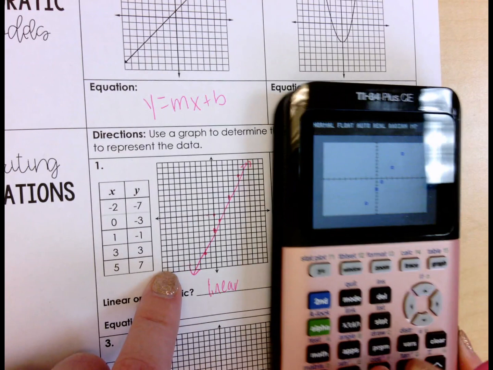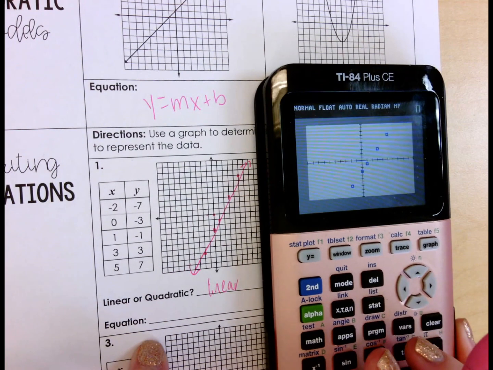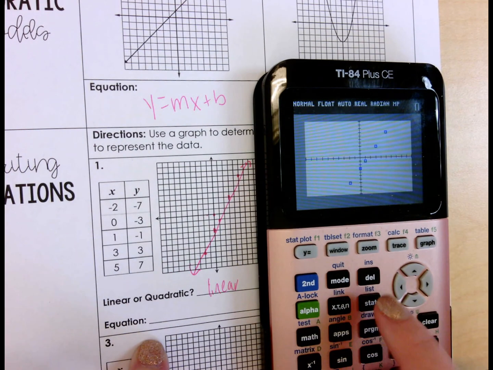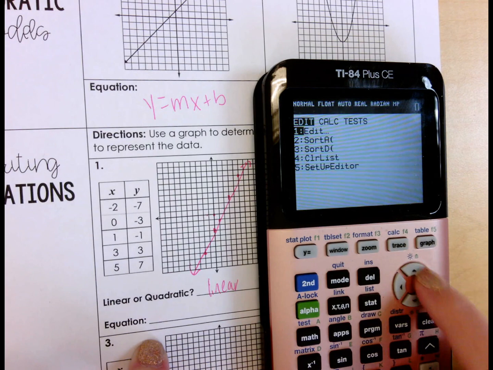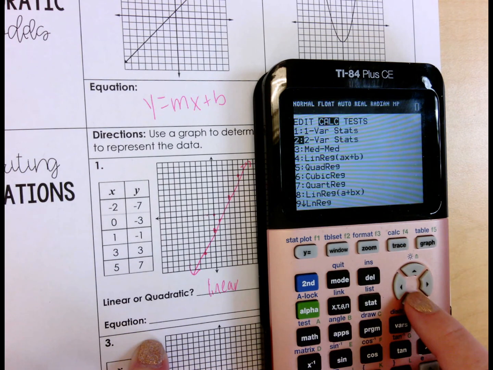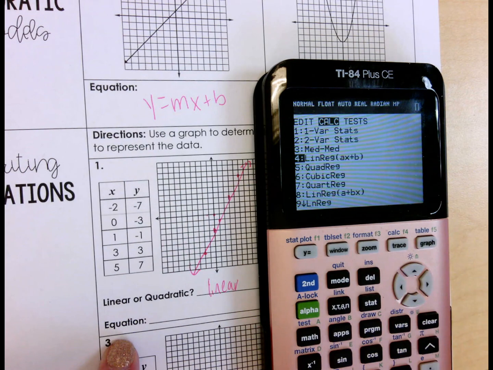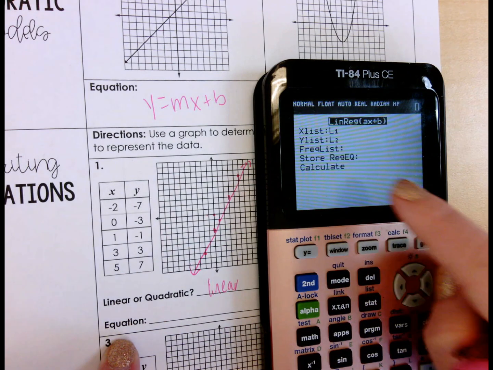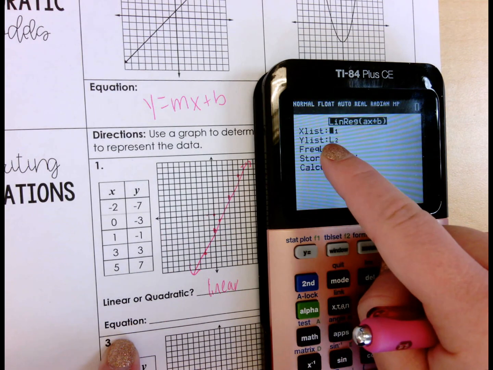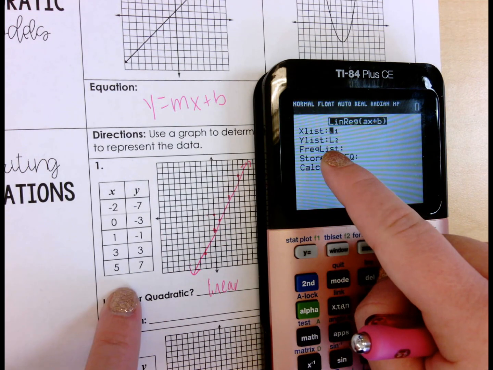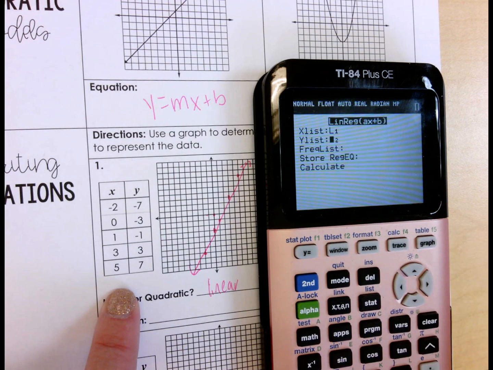Okay, so now if I want to create the equation for this, I'm going to go to Stat again. I'm going to go to the right to calculate, and I'm going to go down here to linear regression. It's number 4, the one that says ax plus b, which matches the mx plus b. And I'm going to press enter. Okay, and x is my L1, y is my L2. That's what I typed them in as. And so I'm going to press enter, enter, enter, all the way down to calculate. And then I press enter one more time.